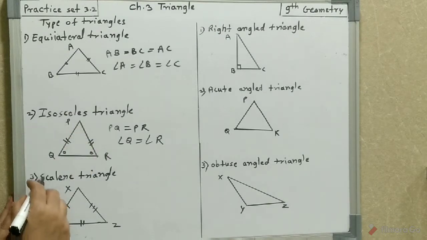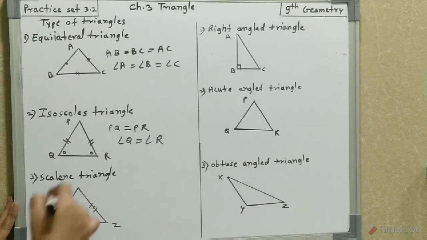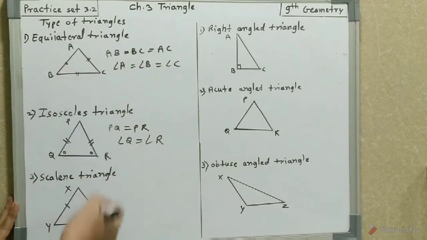Now the last one, that is the scalene triangle. In this triangle, the three sides are different, not matching each other. So this is the scalene triangle. This is based on sides. Now see another three types of triangle, that is based on angles.